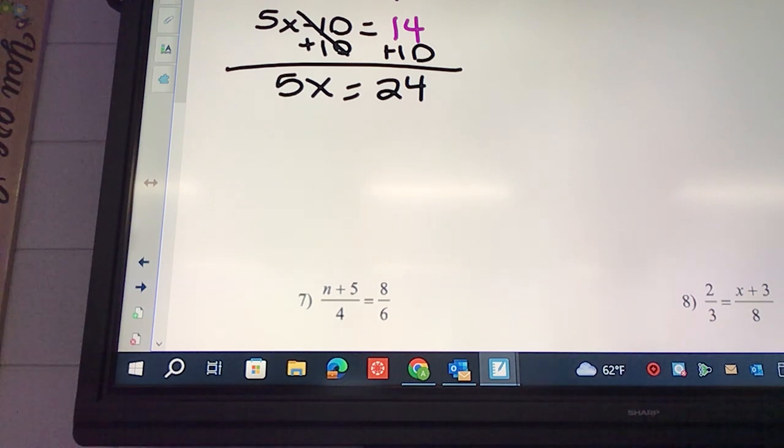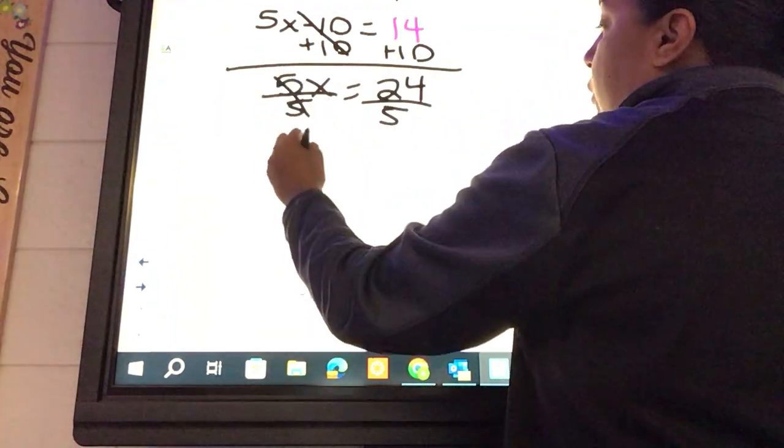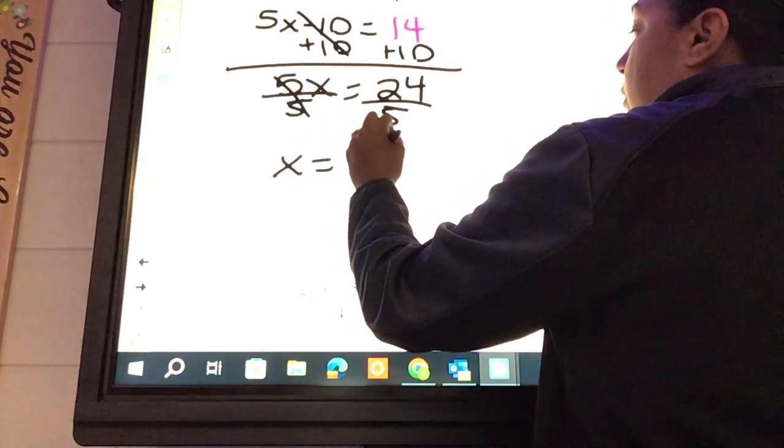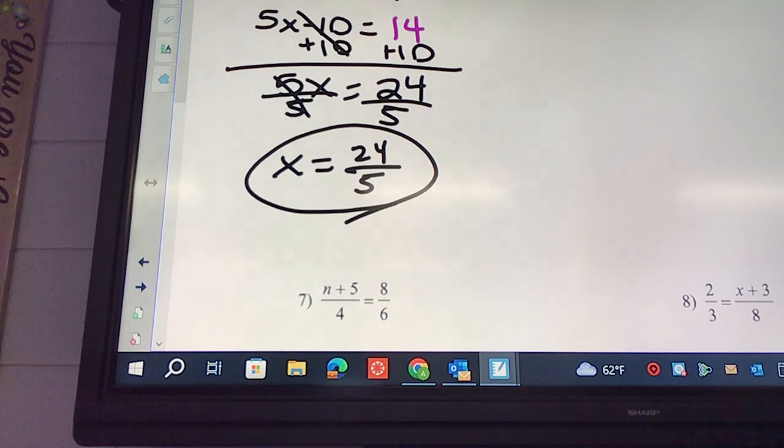And our last step is to do what? Divide by 5. And what is 24 over 5? 24 over 5. And again, when you type in 24 divided by 5 on your calculator, it'll reduce that fraction for you if needed. Okay?